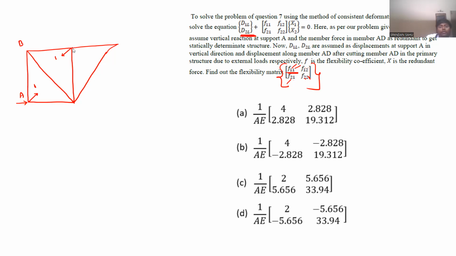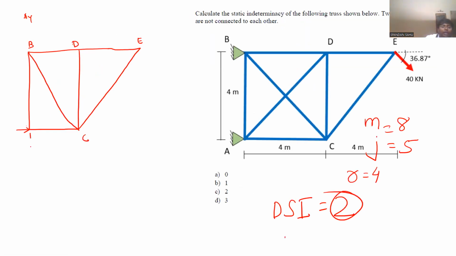Now tell me, what will be the value of F11? How to calculate F11? Your first redundant is this one only. So you have removed AY and applied unit load along that redundant. I have taken vertically upward as 1 unit in the upward direction. So what does F11 represent? Displacement at 1 due to unit load at 1. Correct? Means you have to calculate displacement at this joint due to unit load acting at this joint only.